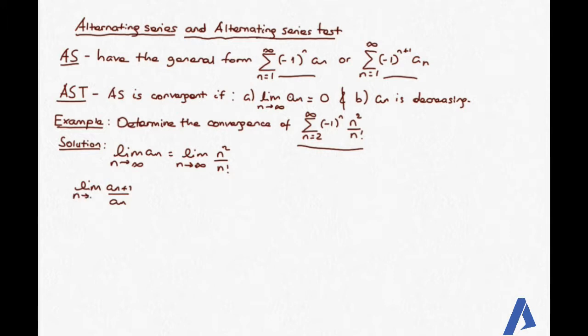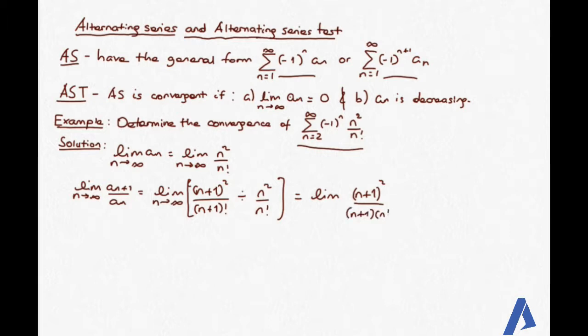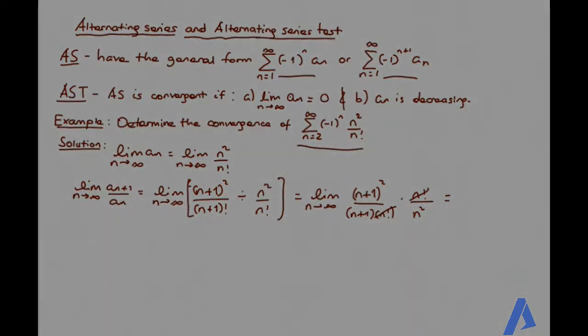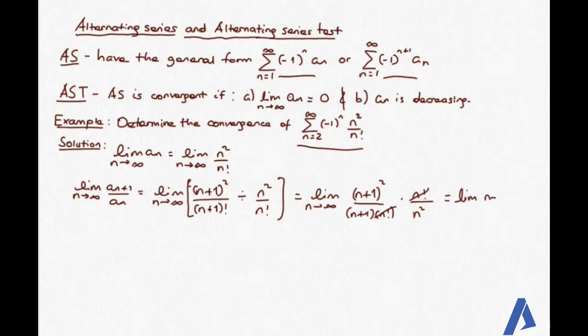Then we can continue. This is the same as saying the limit of n plus 1 the whole square over n plus 1 factorial as n approaches infinity, divided by n square over n factorial. This is equal to the limit of n plus 1 the whole square over n plus 1 multiplied by n factorial times n factorial over n square. This is cancelled out. So in the end, the limit of n plus 1 the whole square over n square, which is equal to the limit of n plus 1 the whole square divided by n plus 1 multiplied by n square.